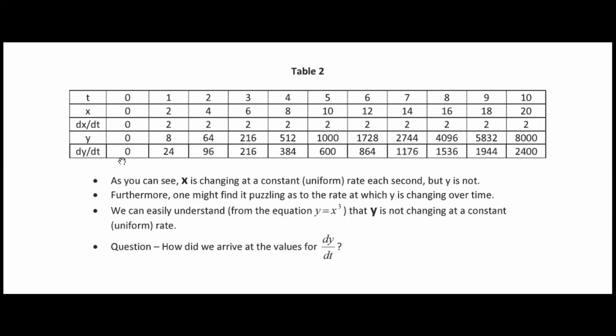Now, then we have here dy/dt, and you see these numbers, 24, 96, 216, 384. Where are we getting those numbers? How do we come about arriving at those numbers? And that's the task in front of us. In other words, how do you find dy/dt?